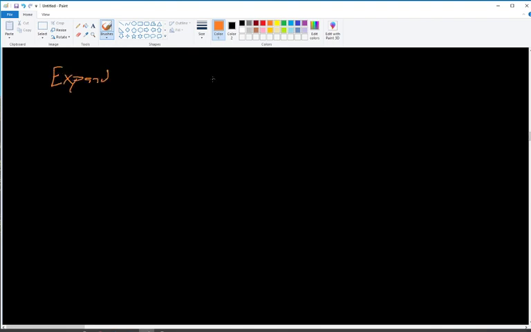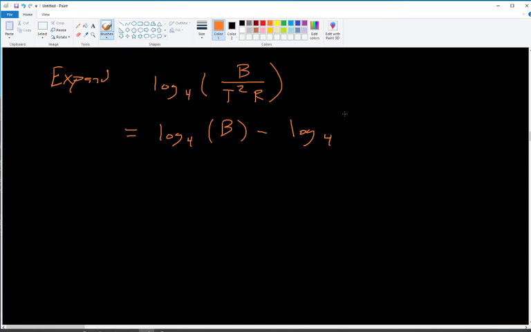So this other one we want to expand: log base 4 of b divided by t squared times r. So just like in the previous one, when we get started, we need to split the division up first. So we'll get log base 4 of the top minus log base 4 of the bottom stuff, t squared times r. Now we need to be a little careful here. We're going to split up the multiplication next.